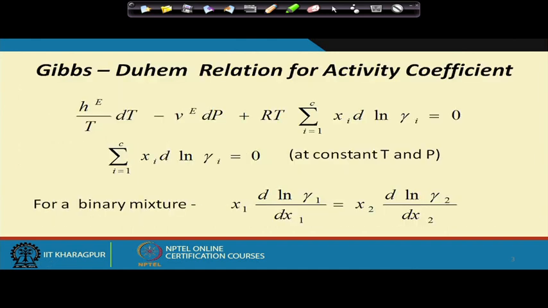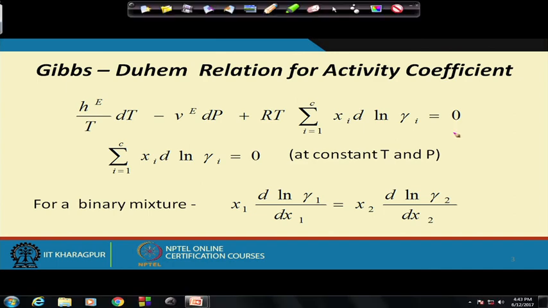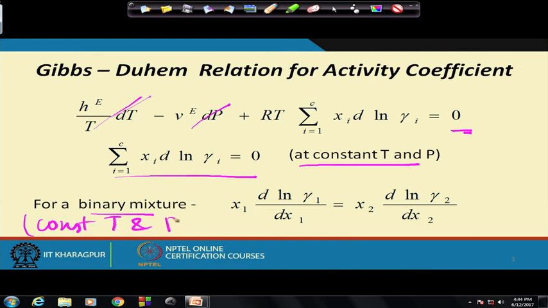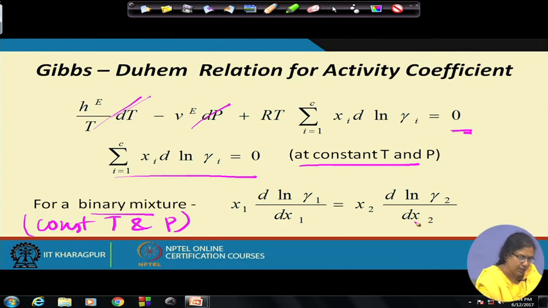So, what is the Gibbs-Duhem equation? We have already derived this particular equation, and we know that this is the generalized Gibbs-Duhem equation, right. And I have already mentioned that at constant temperature and pressure, these two terms cancel out, and we get this particular equation. For our practical purpose, we find that mostly we will be dealing with the equation for a binary mixture. So, for a binary mixture, under conditions of constant temperature and pressure, the equation reduces to this particular form.